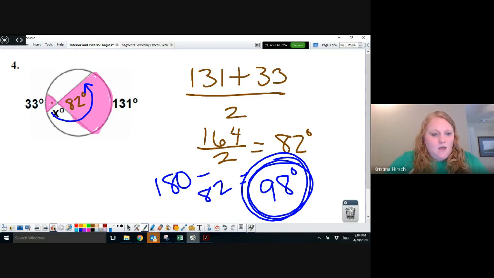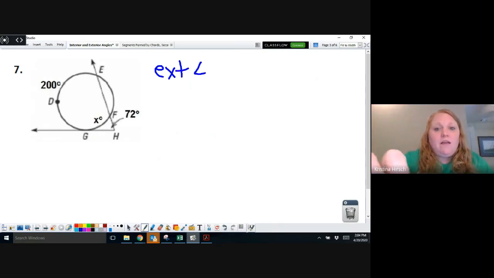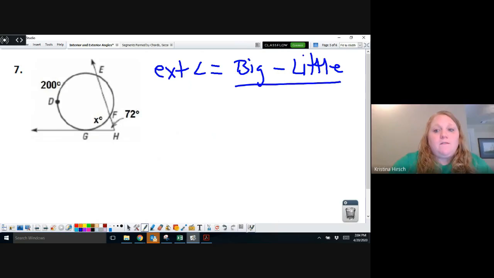All right, another example, and these are on page 25 in your packet, just so you know. I'm trying to do the ones that are a little bit different just to make sure. So if we look at number 7 on page 25, then we're looking at an exterior angle, right? But this time they give us the exterior angle. So the rule is still the same. The exterior angle is equal to the big arc minus the little arc divided by 2.